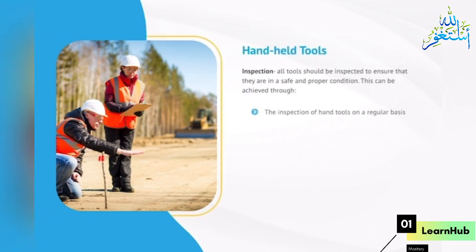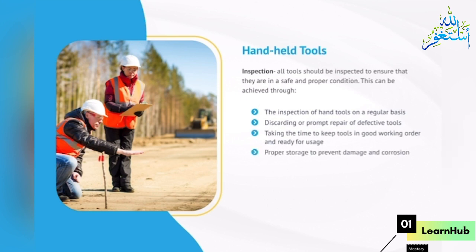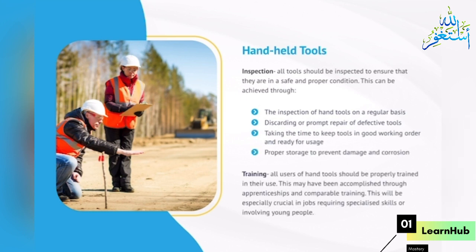Inspection. All tools should be inspected to ensure that they are in a safe and proper condition. This can be achieved through the inspection of hand tools on a regular basis, discarding or prompt repair of defective tools, taking the time to keep tools in good working order and ready for usage, proper storage to prevent damage and corrosion. Training.